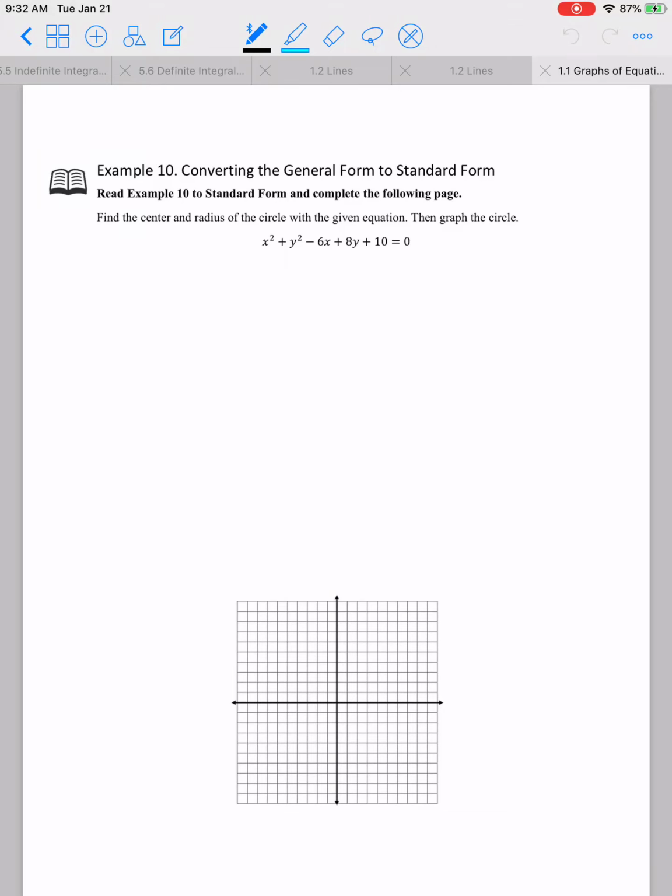All right, I wanted to go ahead and just finish the last example on this page just so you'd have it. But this is basically converting general form to standard form. We're going to complete the squares doing this. And what we're going to do is complete it for both x and for y.